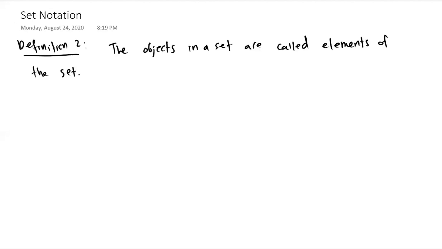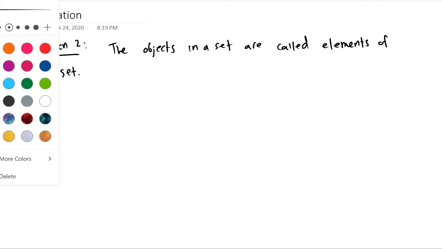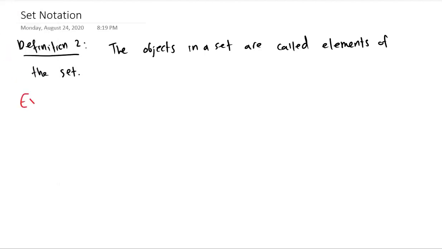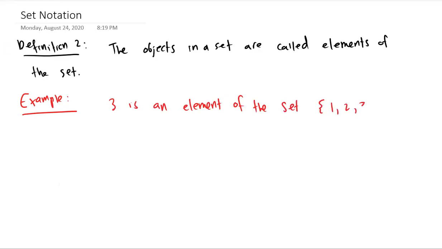Right, so for example, we have that, let's see, 3 is an element of the set. Let's do 1, 2, 3. Okay, so here we have a set with 3 elements. The set containing the numbers 1, 2, and 3. 3 is in there, so 3 is an element of the set.